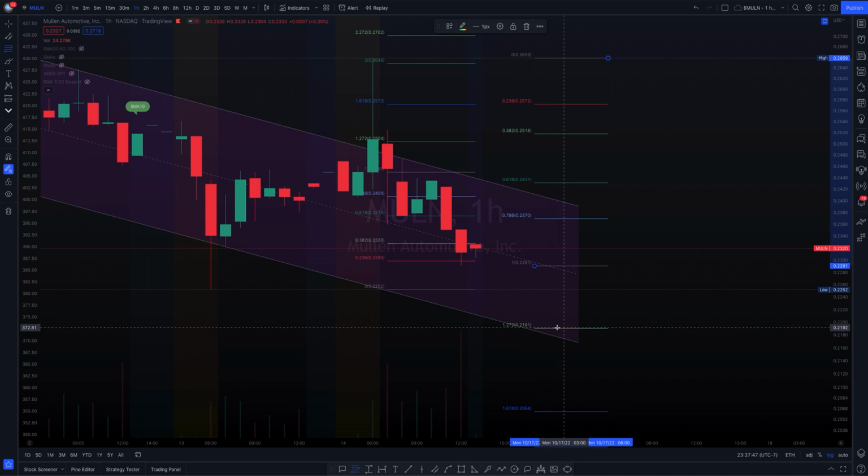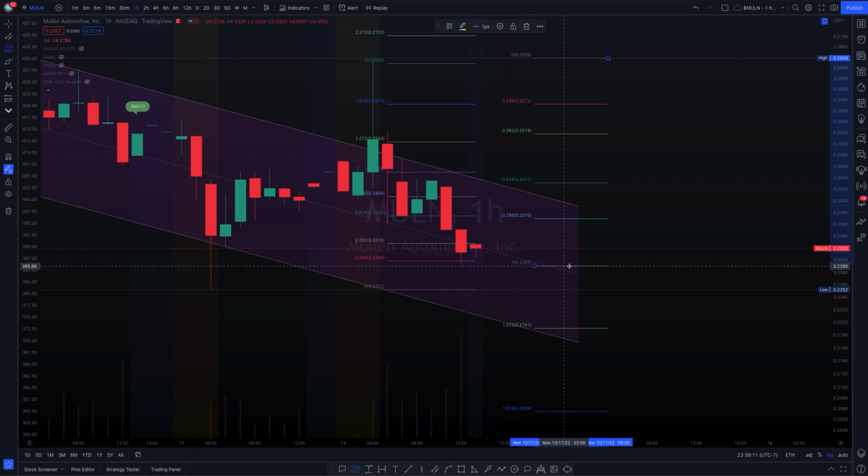Just know that now we have 2 potential supports, both of them technical. One being the formation, the descending channel, and also our fib retracement at the 1.272. So that's a low target for us to be able to keep an eye out for.